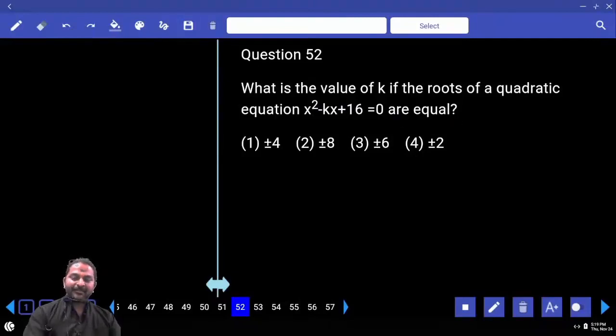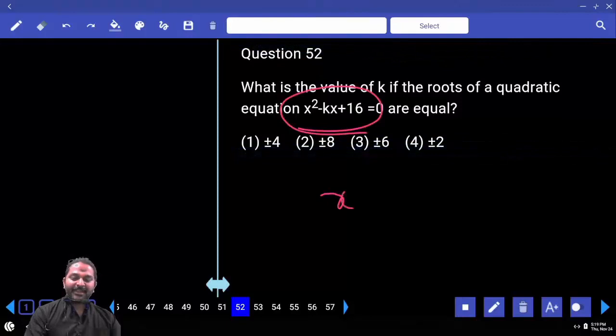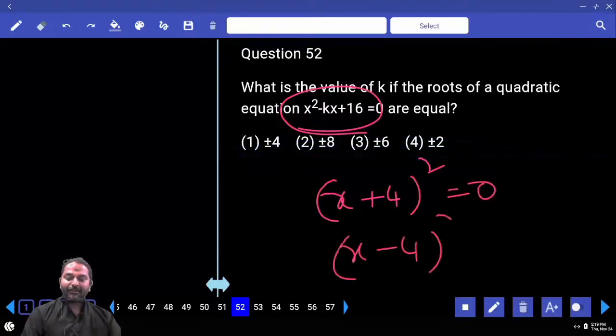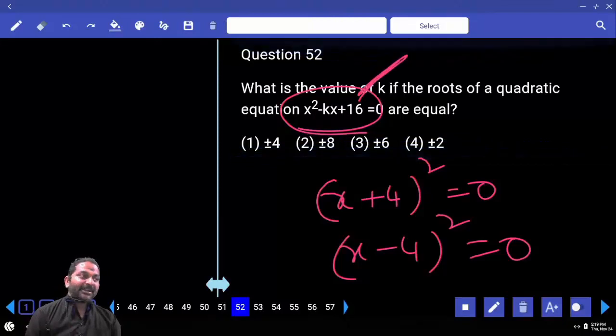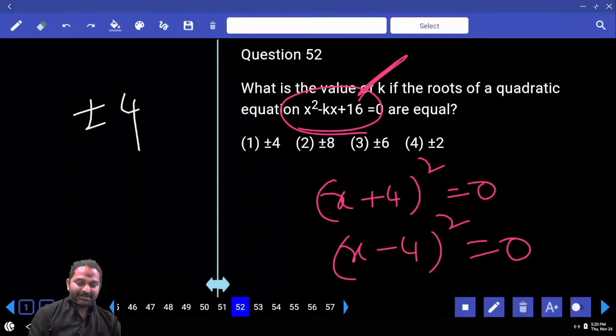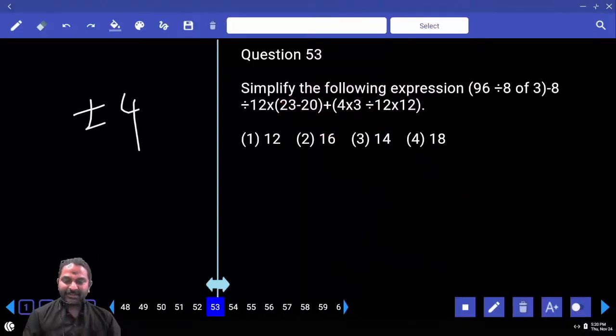Roots are equal, so this must be in the form of either (x plus 4) whole square or (x minus 4) whole square is equal to 0, because your product is 16, right? Same roots, it should be in the form of a square, and which is a 4 square, so it has to be either (x plus 4) whole square or (x minus 4) whole square. Then roots are plus or minus 4. 53, come on.